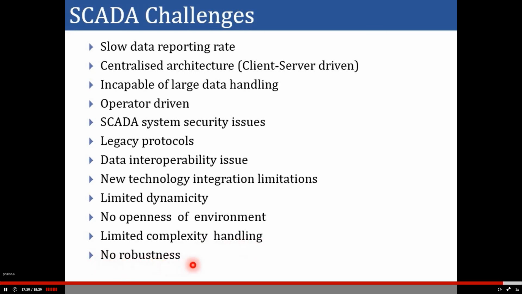Then it is not a robust solution because it is very vulnerable to cyber attacks. It is not as per the latest IT architectures. So therefore it is not suitable to be deployed in the latest IT framework. Because of that, the SCADA system needs to be modified or redesigned to address the new needs which we are seeing in smart grid technology.